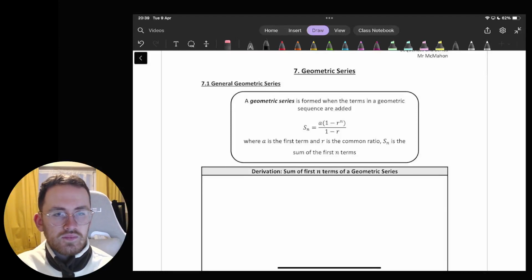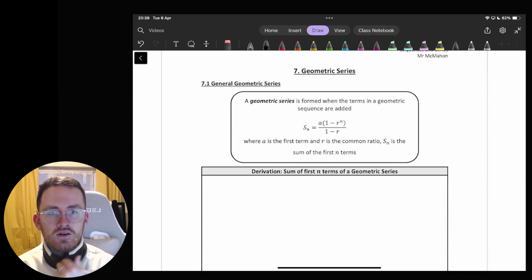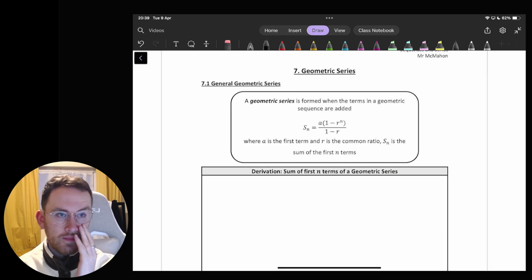Okay, so we looked at geometric sequences. The next thing, or I suppose the next logical step after that, is to look at a geometric series. Similar to arithmetic, when we had arithmetic sequences, we have arithmetic series, which is to do with sums or summations of those terms.